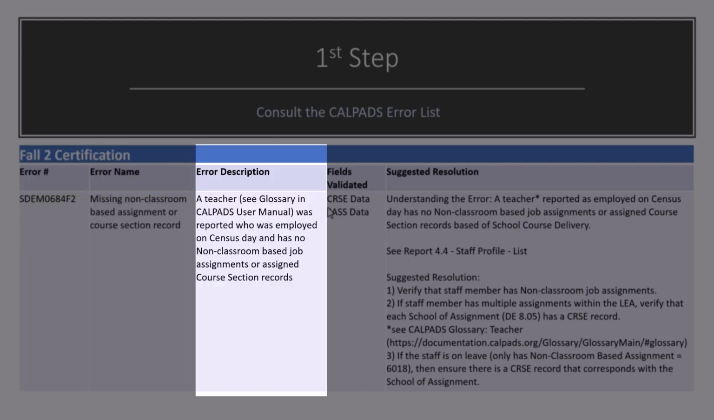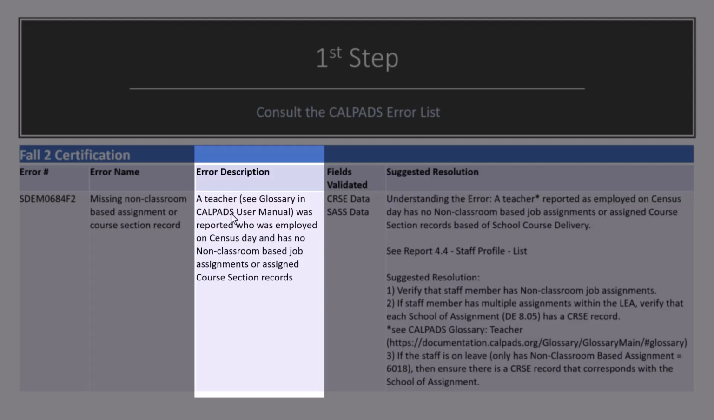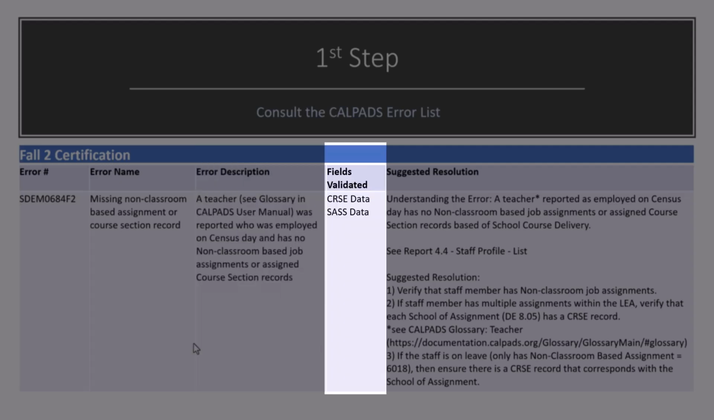The error description, the fields validated, and the suggested resolution will provide us the answers to understanding and resolving the error. So let's start with the error description. A teacher, see the glossary in the CalPADS user manual, was reported who was employed on census day and has no non-classroom based job assignment or assigned course records. The fields validated will be in the course data and the SAS data, the staff assignment data.